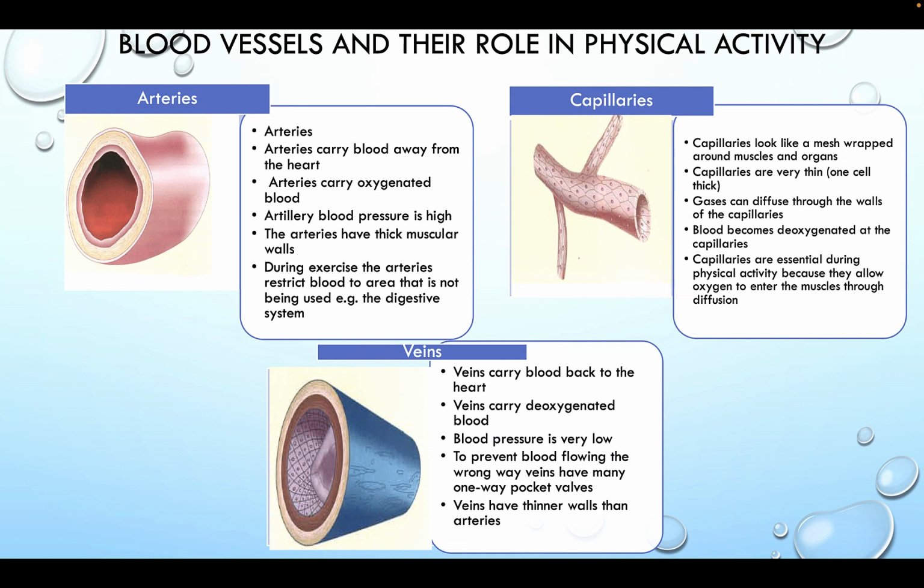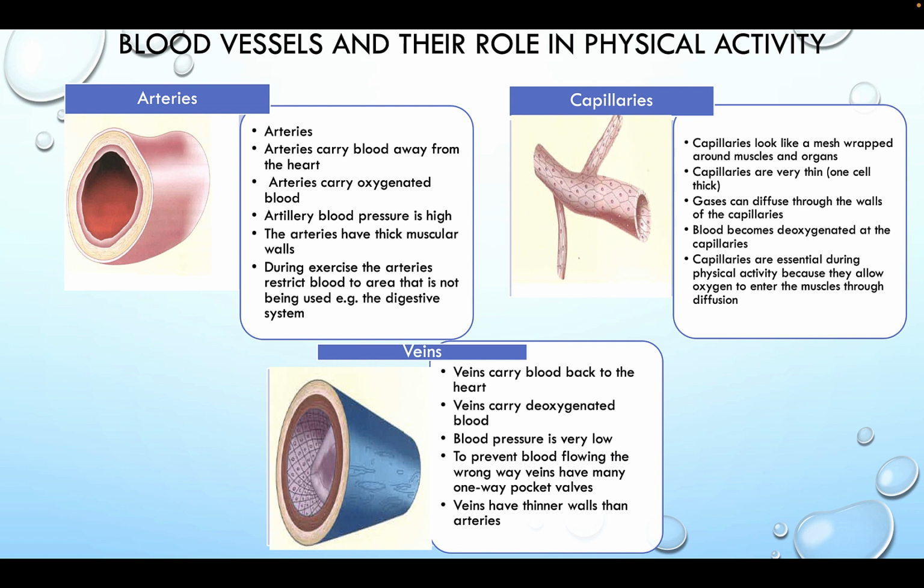Capillaries. Capillaries look like a mesh wrapped around muscle and organs. Capillaries are very thin, they are one cell thick, and gas can diffuse through the walls of the capillaries. Blood becomes deoxygenated at the capillaries, and capillaries are essential during physical activity because they allow oxygen to enter the muscles through diffusion. Veins carry blood back to the heart, and veins carry deoxygenated blood.